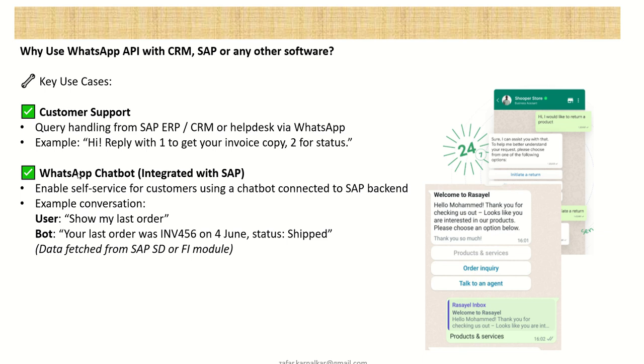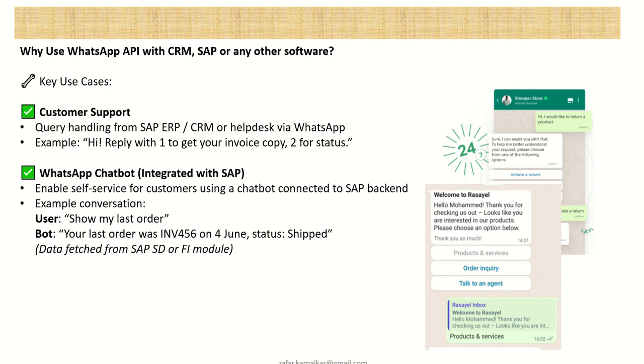Then we can use it for customer support, like query handling from the ERP or help desk via WhatsApp. For example, I just type one to get the invoice copy, two for status, etc. We can make use of a chatbot for that. So what's a chatbot? It's integrated with the ERP or SAP system. It's a self-service option for customer support using a chatbot connected to the backend system without manually assigning a sales or CRM executive.